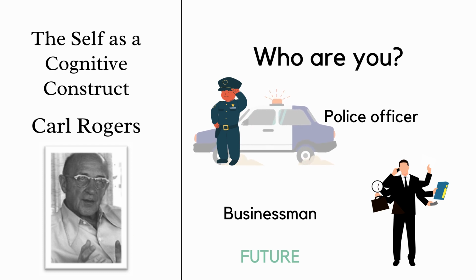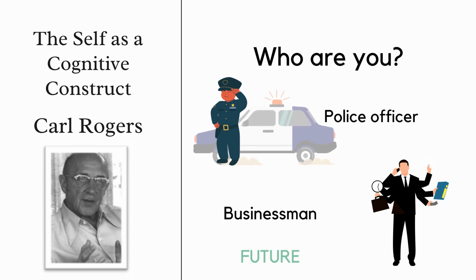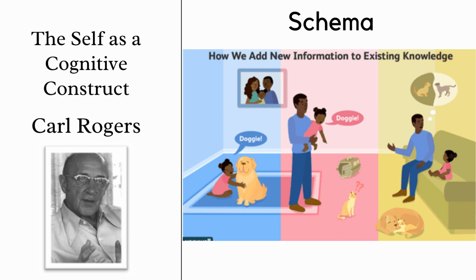So, remember in our previous lesson, one of the characteristics of the self is its malleability. Just like metal, the self can also be molded or shaped by our social interactions and our life experiences. This is captured in Rogers' concept of self schema. Rogers introduced self schema, but before we talk about self schema, let us first define what schema is.